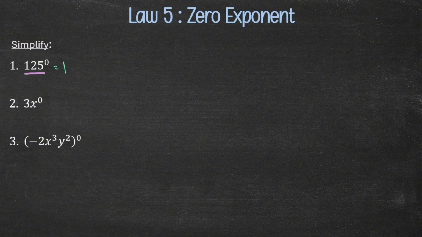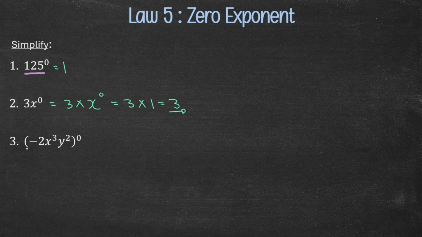Now be very careful with this example, because what is actually written here is 3 times x to the power of 0. That means this power or this exponent only applies to the x and not to the 3 as well. So that means we have 3 times 1. Because x is not 0, I can use the zero exponent rule. So x to the power of 0 equals 1. 3 times 1 equals 3. And that is the final answer.